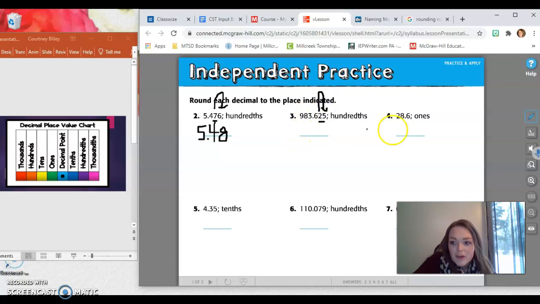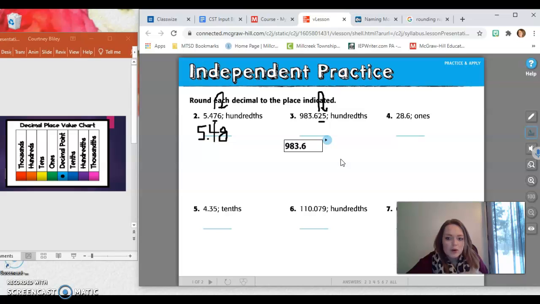All of these numbers are the same. So I'm going to have 983 decimal. My 6 is going to stay the same. Now I'm looking at my hundredths place, and this is the place value that I'm changing. I have a 5. Do I bump it up or drop it off? I'm going to bump it up. So if I bump up my 5, it becomes a 6. So our answer for number 3 is 983 decimal 66 hundredths. Sometimes that's tricky.